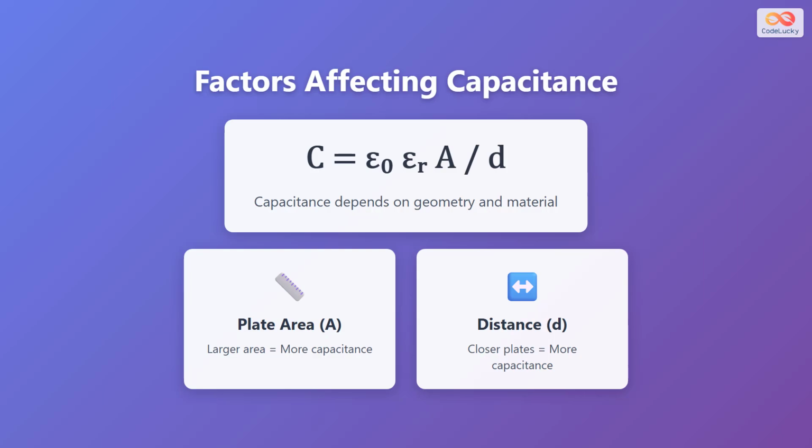The capacitance of a capacitor depends on its physical properties, described by the formula C = ε₀ εr A / d. Three main factors affect capacitance: the area of the plates, the distance between them, and the dielectric material. A larger plate area increases capacitance because there's more space to store charge. Conversely, bringing the plates closer together also increases capacitance because the electric field becomes stronger.